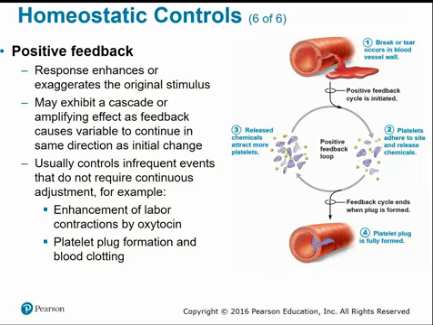Another example is platelet plug formation in blood clotting. So when you cut yourself, you break a blood vessel, we initiate this positive feedback. So the platelets are going to start to stick to the damaged area and they're going to release chemicals. So these chemicals are going to attract more platelets to the area. So now these platelets are going to release chemicals that attract more platelets to the area and so on and so forth until we completely plug that break and stop the bleeding.